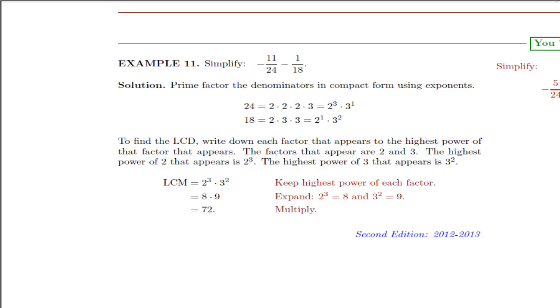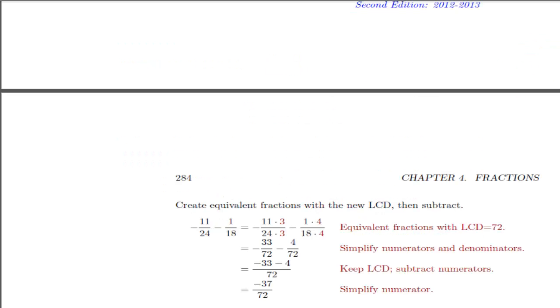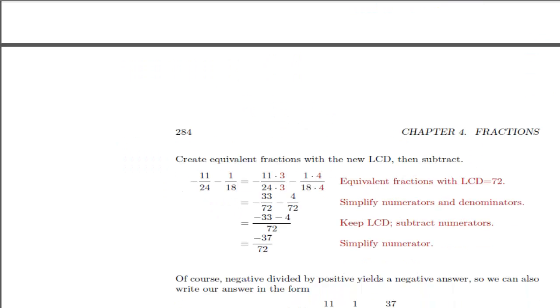2 to the third power is 8. 3 to the second power is 9. So the LCM equals 8 times 9, or 72. Create equivalent fractions with the new LCD, then subtract. So the LCD is 72. We want equivalent fractions with the denominator 72, so we'll multiply the first fraction by 3 over 3 since it has the denominator 24, and the second fraction by 4 over 4 since it has the denominator 18.